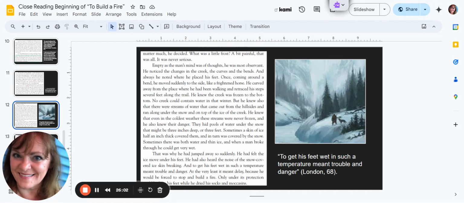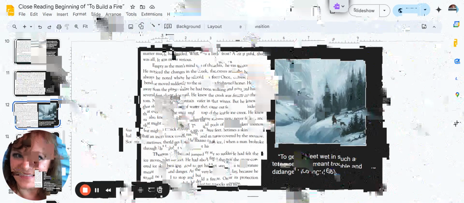They hid pools of water under the snow that might be 3 inches deep or 3 feet. Sometimes a skin of ice half an inch thick covered them, and in turn was covered by the snow. Sometimes there was both water and thin ice, and when a man broke through, he could get very wet.